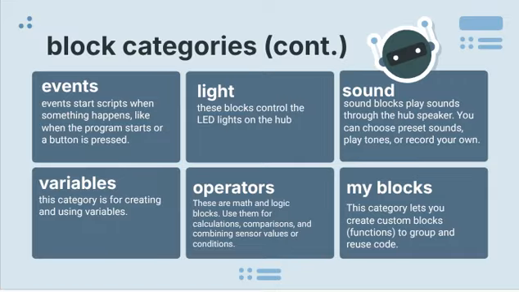Variables. This category is for creating and using variables. It's pretty straightforward. Operators. These are math and logic blocks. Use them for calculations, comparisons, and combining sensor values or conditions. My blocks. This category lets you make your own blocks, which are basically the functions to group and reuse code.